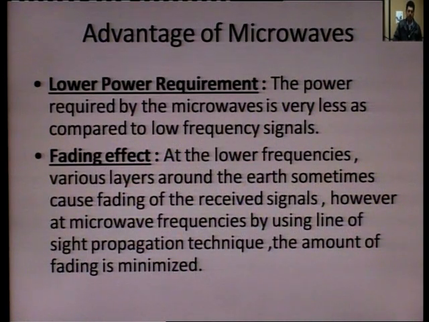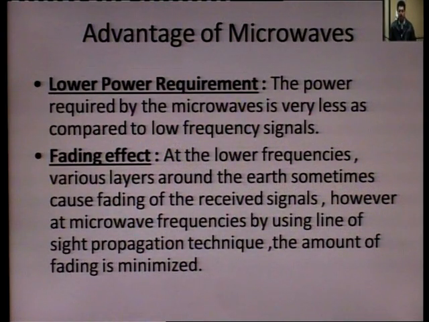Next is the fading effect. At lower frequency, the various layers around the earth sometimes cause fading of received signals, because at any receiving point the signal may reach after following different distances. As a result, the phase difference may cause fading of the signal. Fading means variation of signal strength with time.